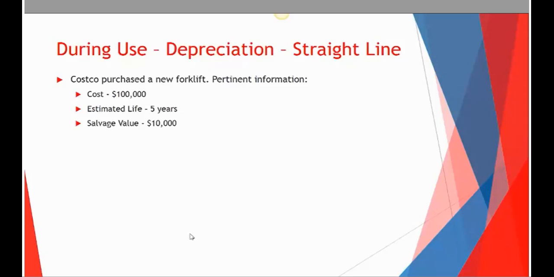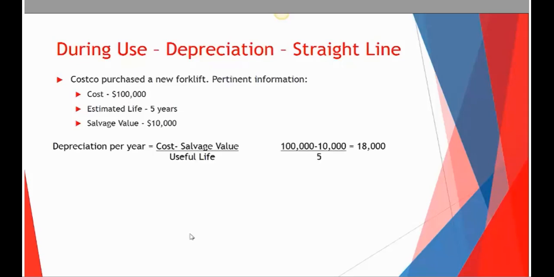So let's say that we've got Costco purchasing a forklift, cost of 100 grand. They're going to use it for 5 years, and then, contrary to what we said, they're going to have salvage value at the end. It makes a better example. So of $10,000. Then we have to compute depreciation expense per year: the 100,000 minus the 10,000 numerator simplifies down to 90,000. 90,000 is the amount that we're going to depreciate over 5 years. So that'll result in 18 grand of depreciation expense per year.